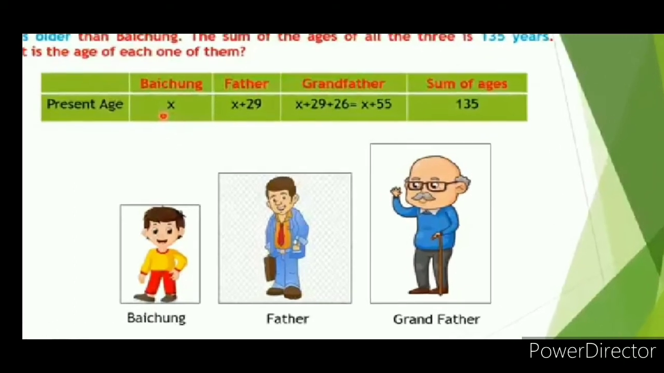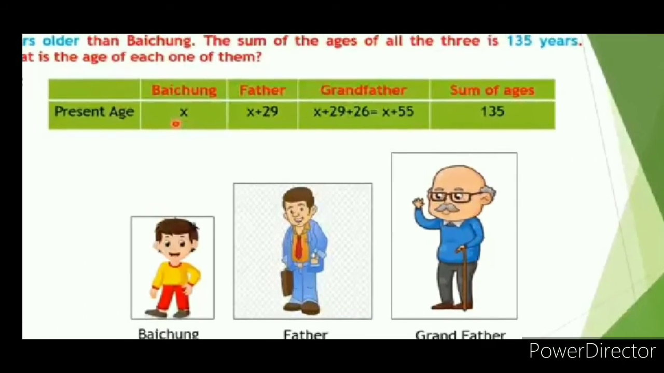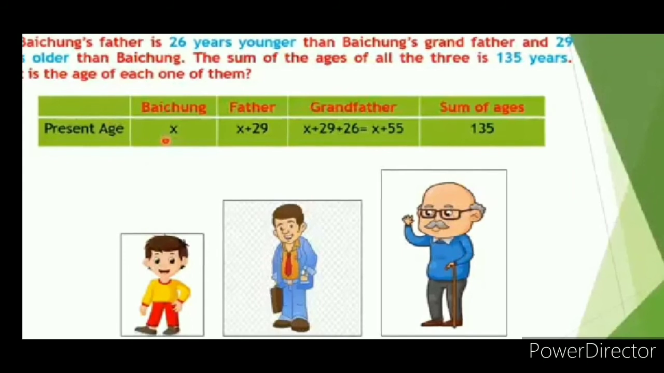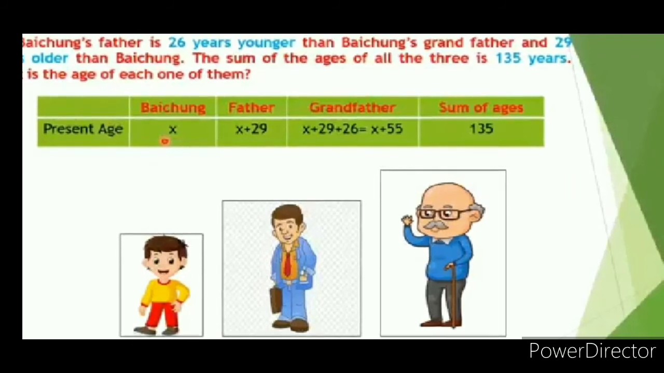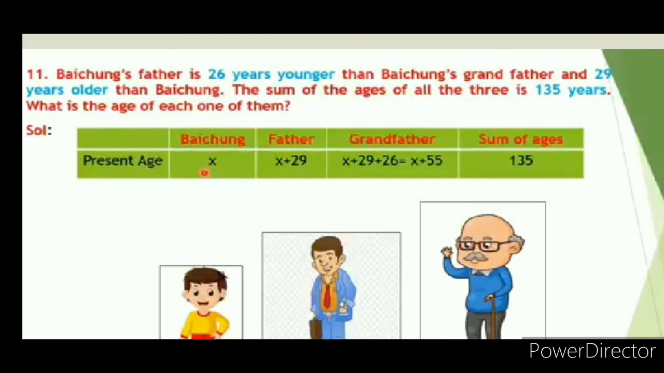Now here, see, you make a table for each one. Baijung one column, father one column, grandfather one column, and their total sum of ages another column. Now assume Baijung's age, because these two persons depend on Baijung, right? So we will consider Baijung's age to be x years, right?